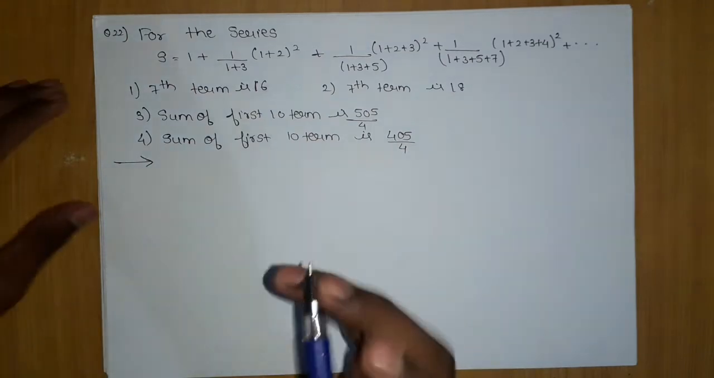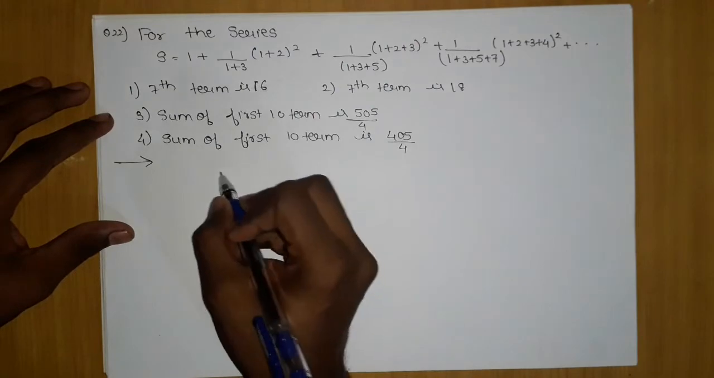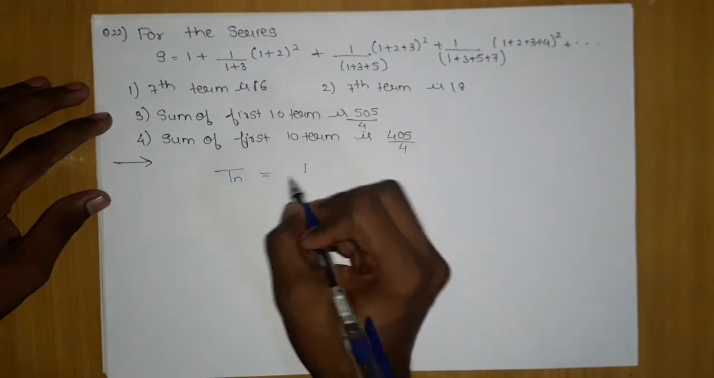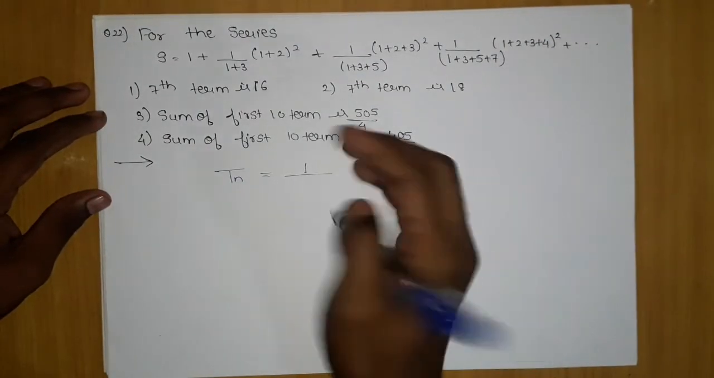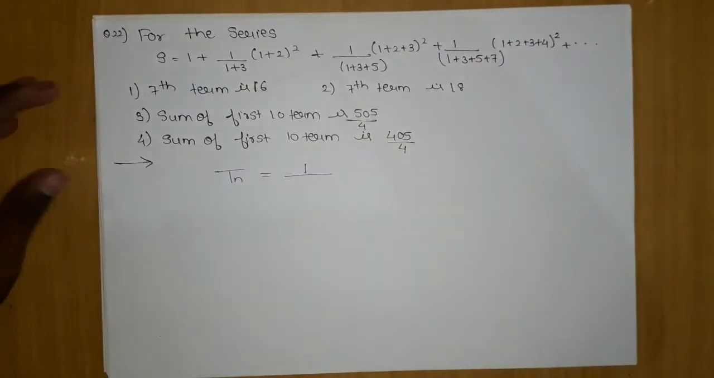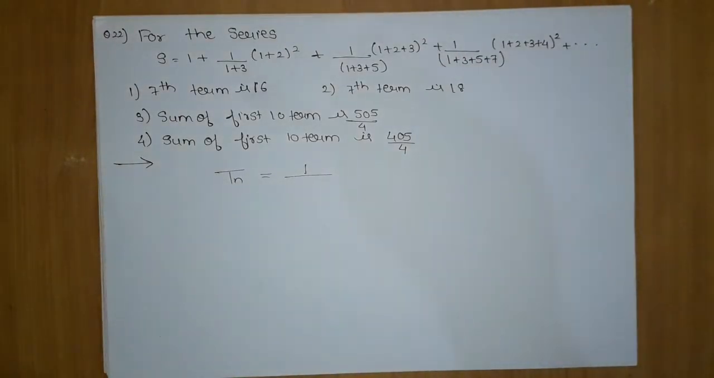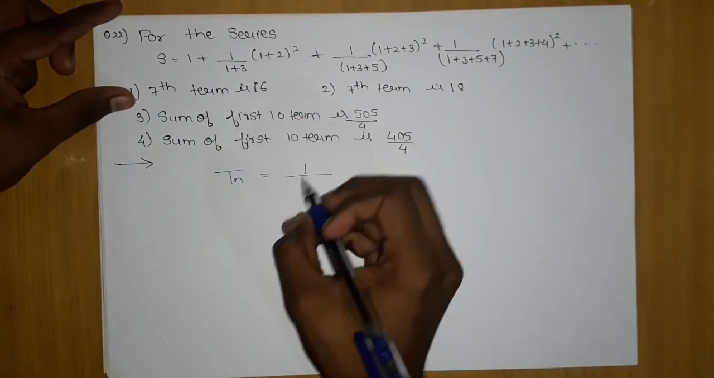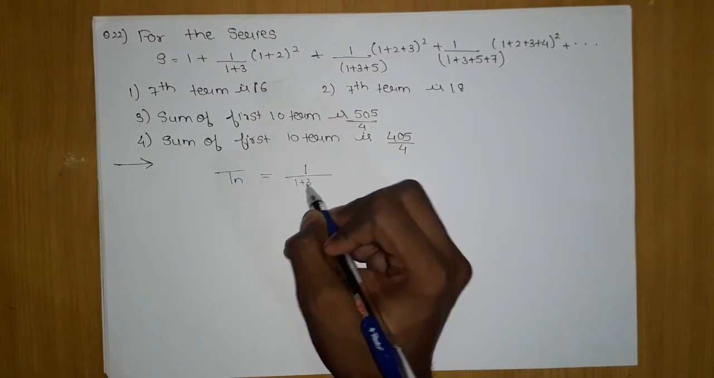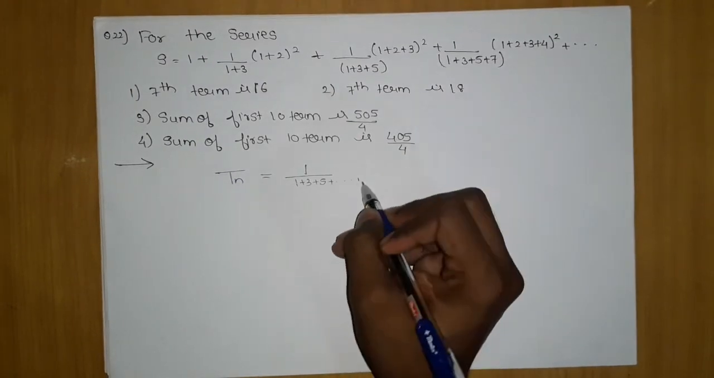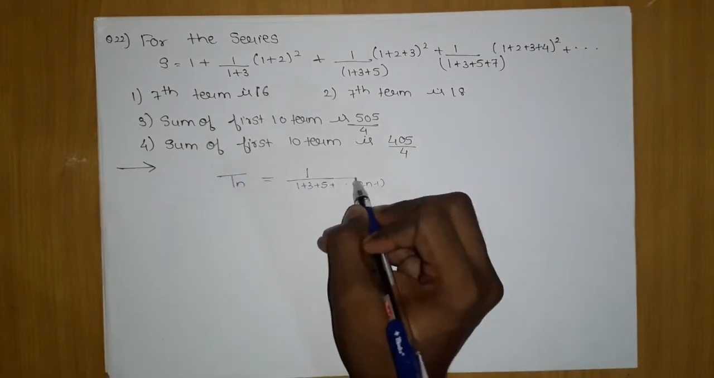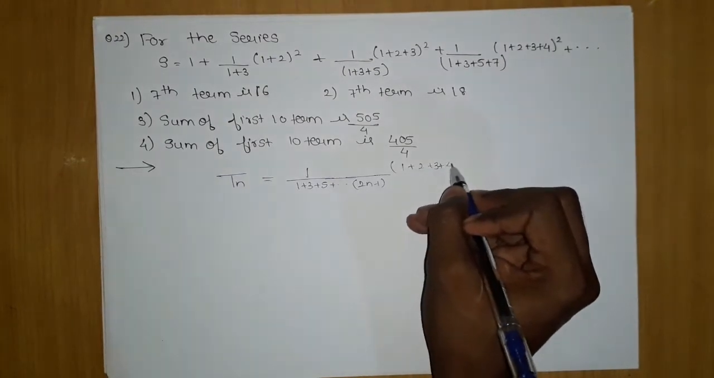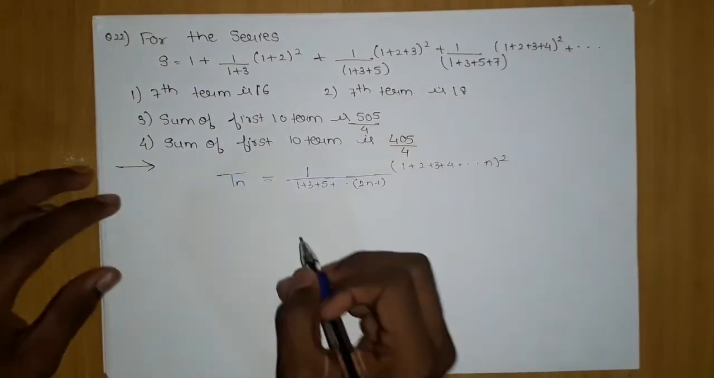Now here, can you identify the tn term? Identifying the tn term is very difficult. If you can identify the tn, it means you know the last term. Here it is very obvious what the tn term will be. In the n term, there will be the sum of all odd numbers, like 1 plus 3 plus 5 and so on, till the last odd number, 2n minus 1. And I think here will be the sum of all numbers squared, and so on till n square.